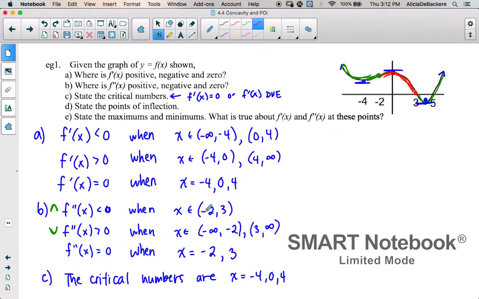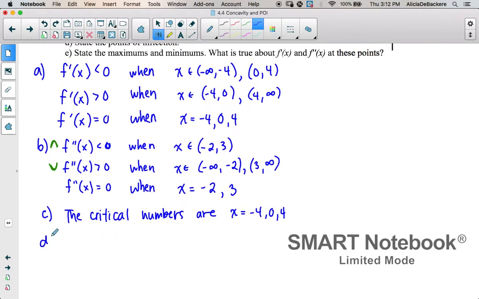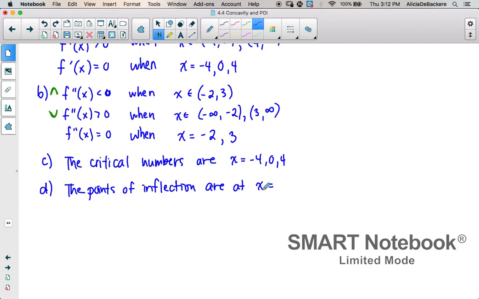All right, points of inflection. We saw the points of inflection here at -2 and +3. That's where the concavity was switching. I'm just going to state the x values of the points of inflection because I don't have enough information, even though it does ask me for the points. I can figure out the height of the x equals 3 point, but not the -2. I don't have enough information.